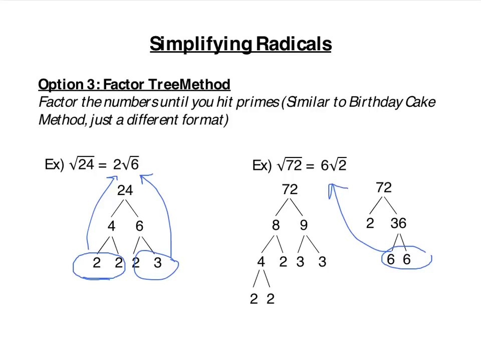On my left factor tree, I would have to continue factoring and factor the 4 into 2 and 2, and then I could marry these 2's and these 3's. They would multiply and move outside the house together and become 6, and then the 1, 2 left over would stay inside the house. So we still come out to 6 square roots of 2.